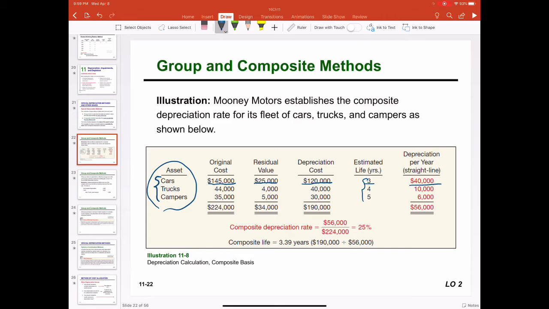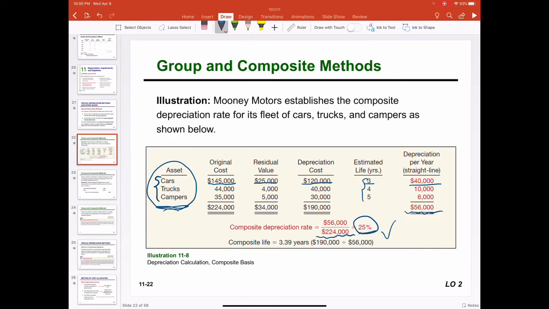What we do is we get the total annual depreciation and divide it by the original costs. Then we can get the composite depreciation rate. We can apply this rate to the assets as a group, which is simple, without losing any accuracy. This example only includes 3 different vehicles, but some firms have hundreds or thousands of different assets. This method is more applicable.